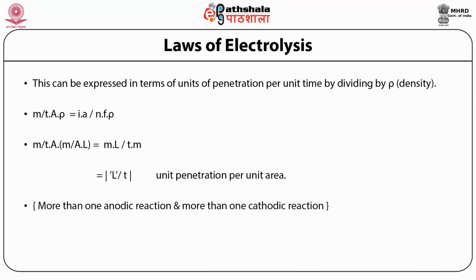For more than one anodic reaction and more than one cathodic reaction, the current I is equal to the summation over Ia, which is equal to minus the summation over Ic. Ia corresponds to the anodic reaction and Ic corresponds to the cathodic reaction.